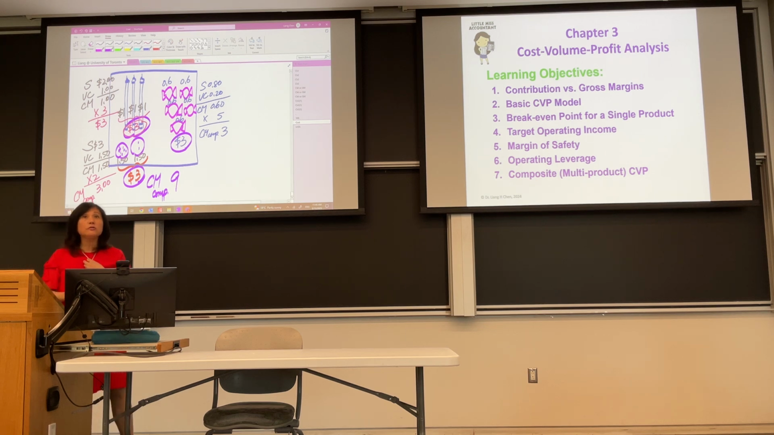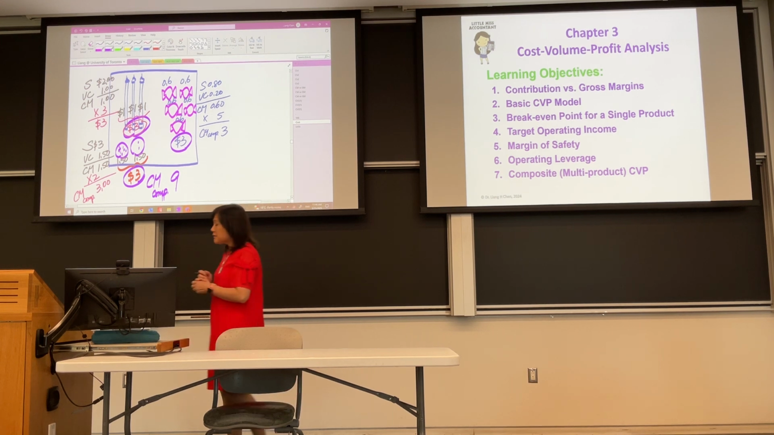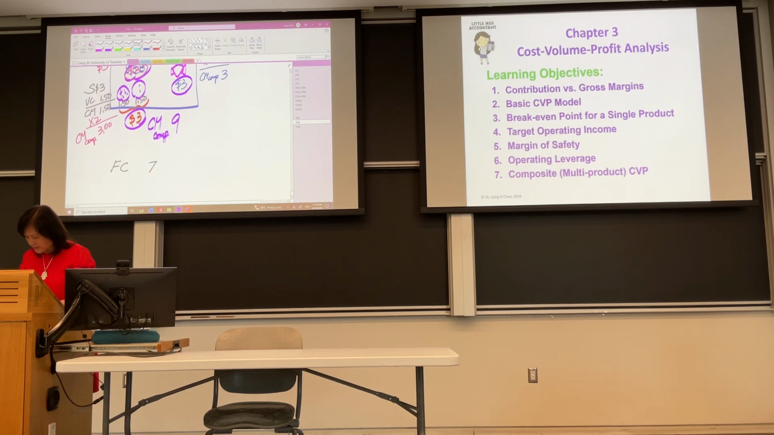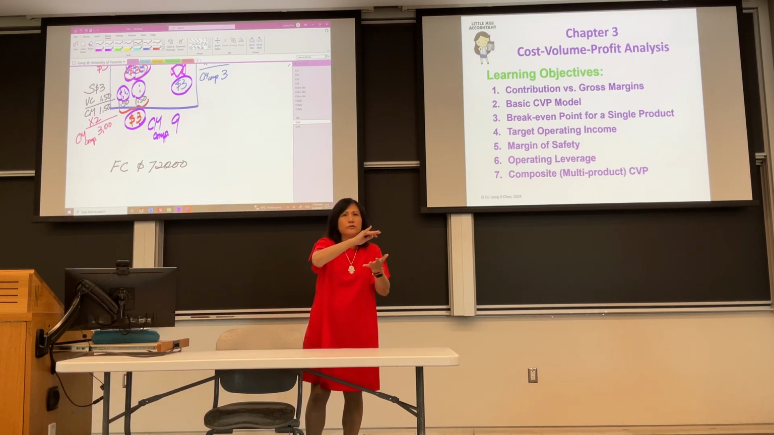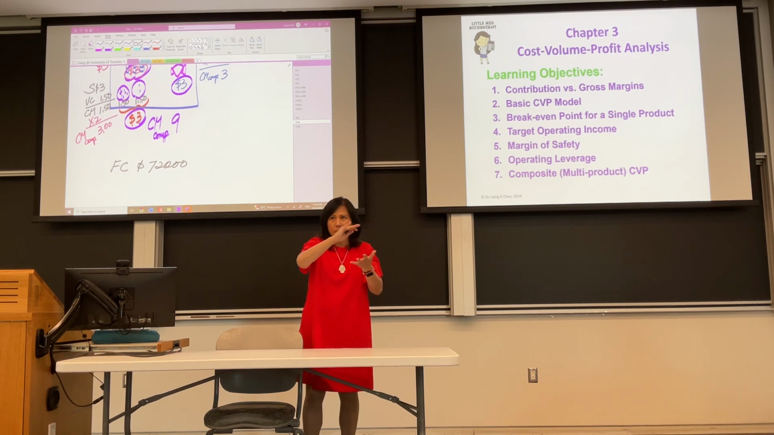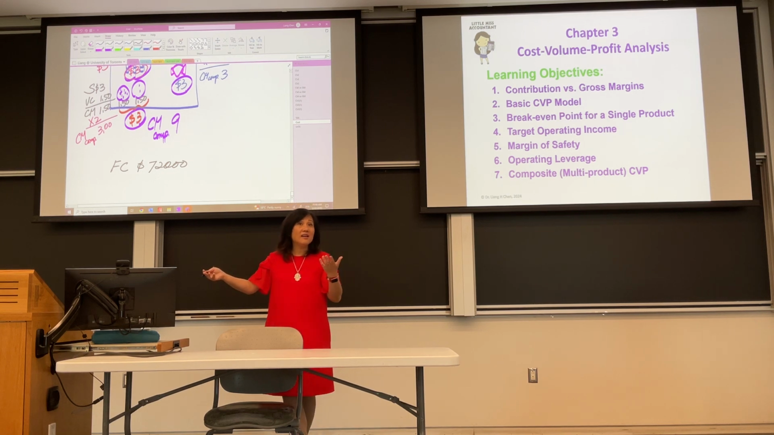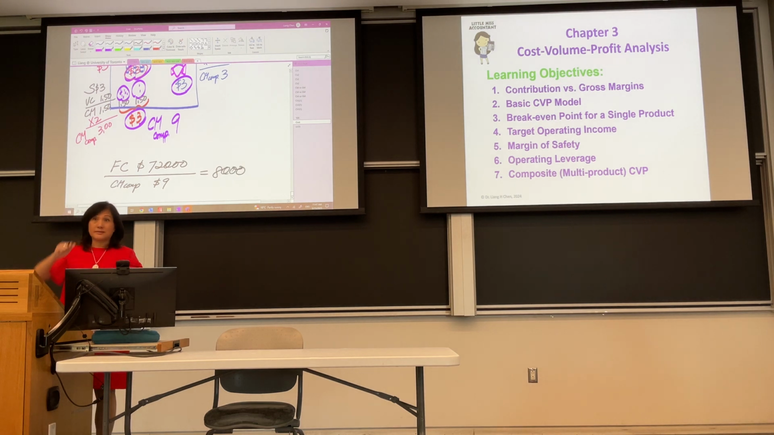Now I need to know my total fixed cost for the year. Suppose fixed cost for the year is $72,000. I'm only selling these bags, for example. So how many of these bags? The profit is $9 for each bag. How many do I need to sell to break even? You divide by $9, the contribution margin composite. So I need to sell 8,000 bags.